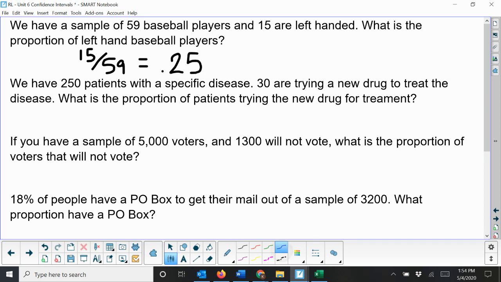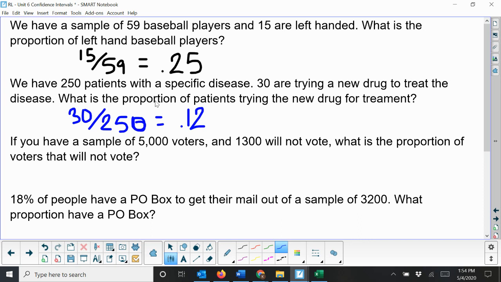For our second example, we have 250 patients with a specific disease and 30 are trying a new drug to treat that disease. What is the proportion of patients trying the new drug for treatment? So we have 30 out of 250. And so if I divide that, 30 divided by 250, I get 0.12, no rounding needed. That one already just goes to 2 decimal places.